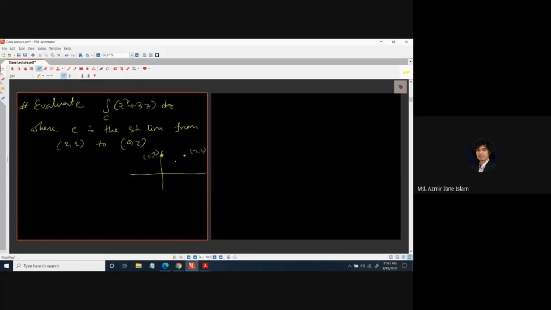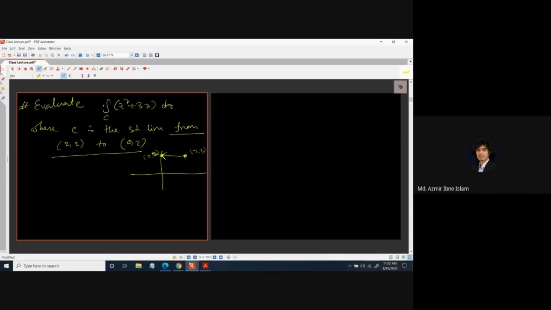So the orientation is from 2 to 0 2. Try to understand from this language part. We have a straight line from 2 to 0 2. In complex analysis, orientation is important. Try to understand where the starting point of the path is and where the ending point of the path is. You can see from 2 to 0 2. So obviously our starting path is this. So 2 to 0 2.